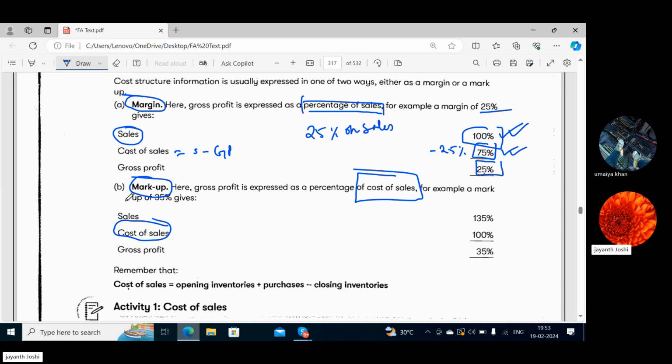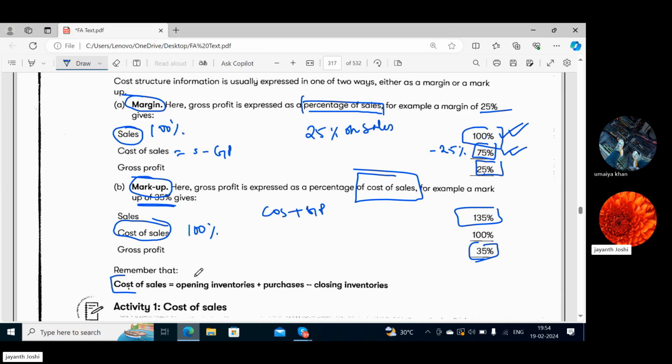So here, suppose they say that the business has a markup of 35%, that means cost of sales is to be taken as 100%. Here sales is taken as 100%; here cost of sales is taken as 100%. So 35% upon 100 is definitely 35. So gross profit is 35, and in that scenario sales will be found as COS, or cost of sales, plus gross profit. So that will be 100 plus 35, 135.